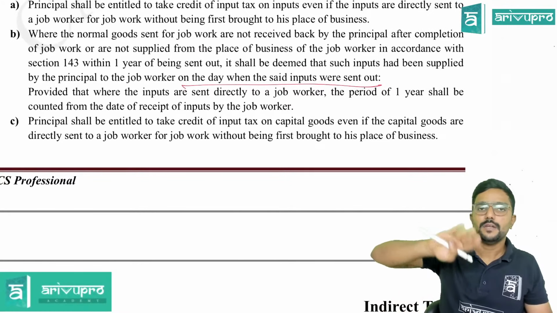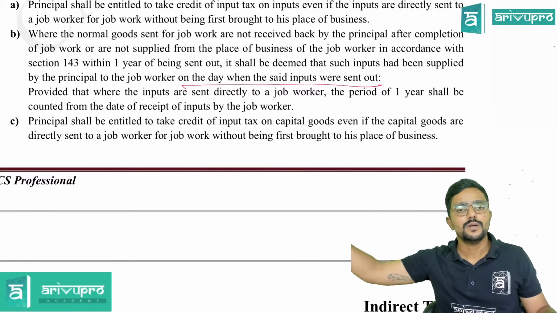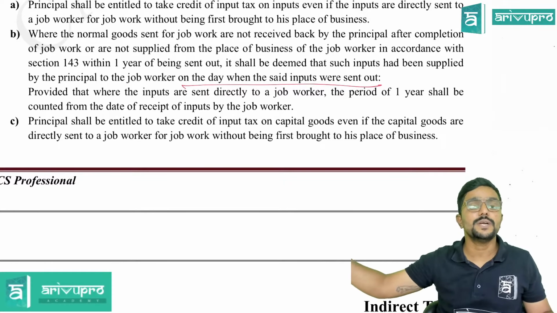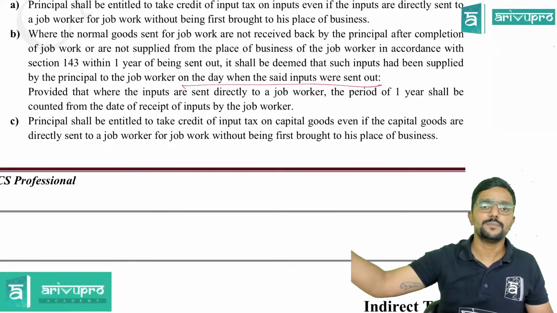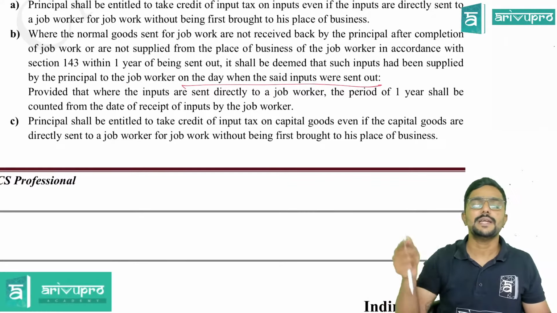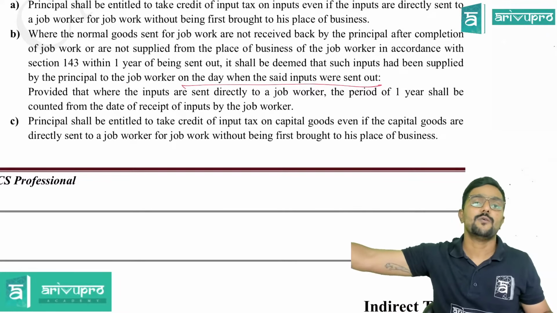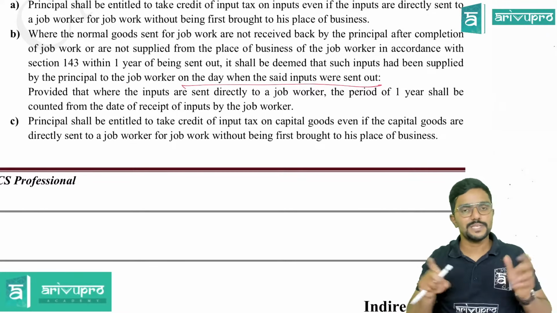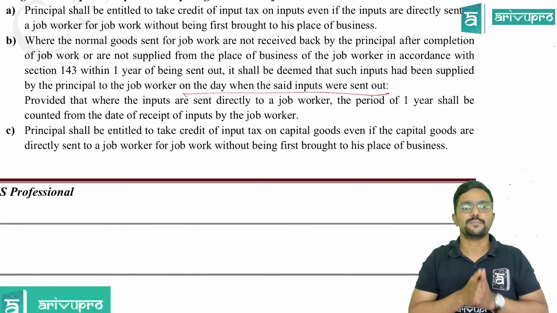Same way in case of inputs also. If the inputs are directly delivered to the job worker, 1 year will be counted from the date on which the job worker has received the goods. If it is not received back within 1 year, then it will be a supply on the date on which the job worker has received the goods. So please be careful. Let me again elaborate this point. Look here. First, inputs.